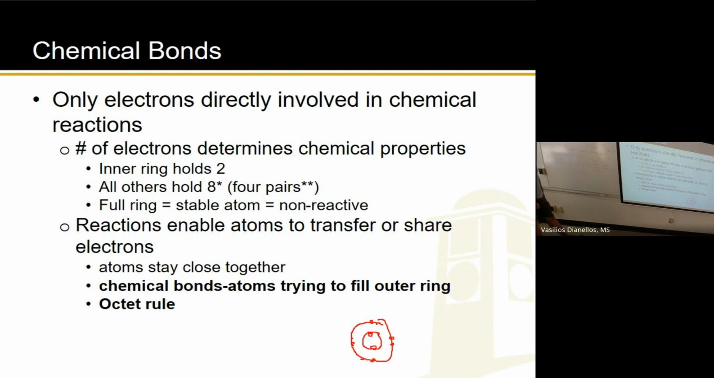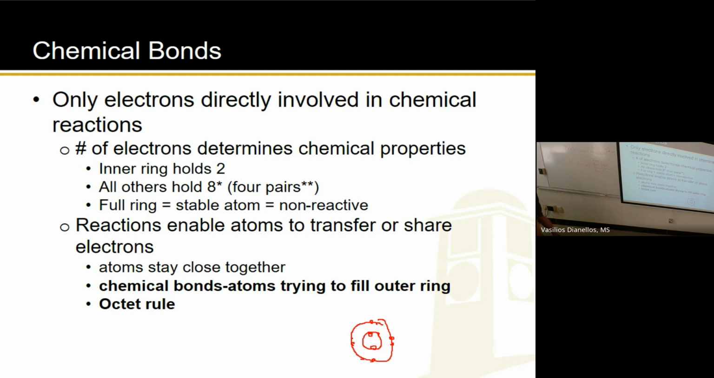Because they're either sharing electrons or giving them away or taking them, atoms stay together because of these chemical reactions. And that's what we call a chemical bond. A chemical bond is when 2 or more atoms are interacting with each other because they're trying to get a full outer ring. And all of this is called the octet rule.